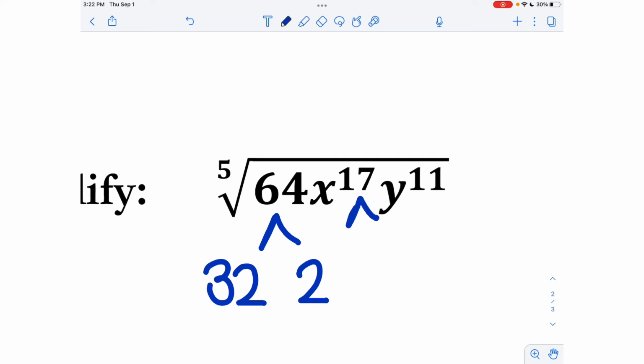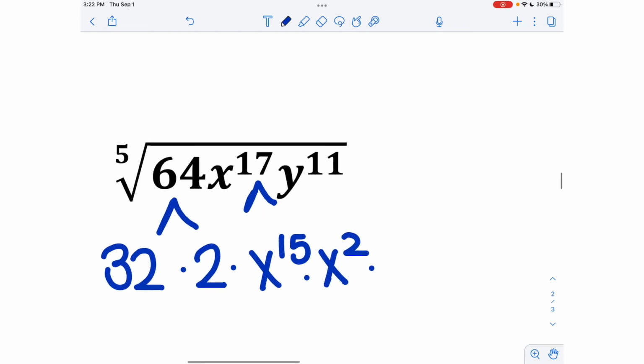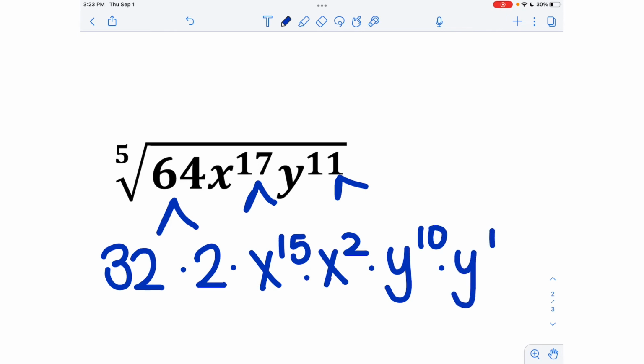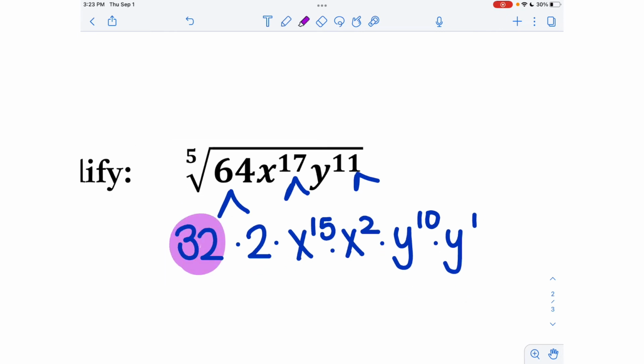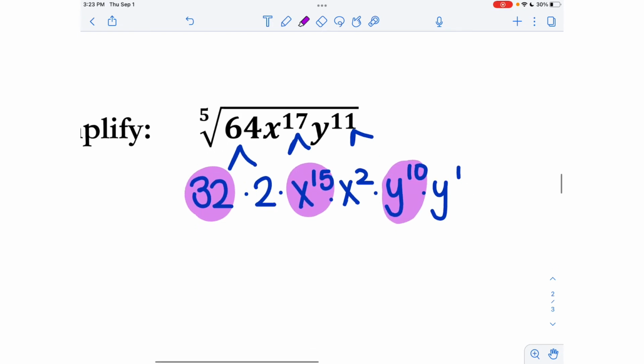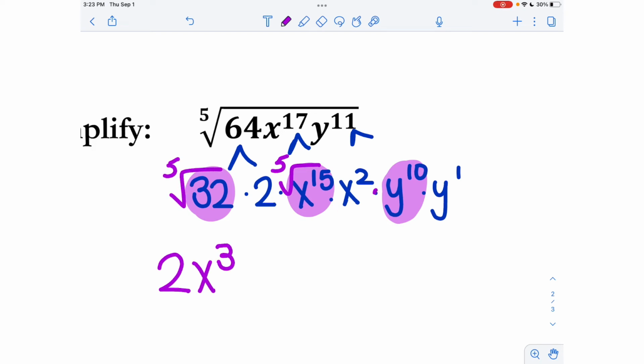The x can be broken down as x to the 15th with 2 left over. And then the y's are going to be y to the 10th with 1 left over. And I will highlight all the things I can fifth root. 1, 2, 3. And then I'm going to fifth root them. So the fifth root of 32 is 2. The fifth root of x to the 15th is x to the 3rd. And the fifth root of y to the 10th is y to the 2nd. And whatever I didn't highlight is left over inside.